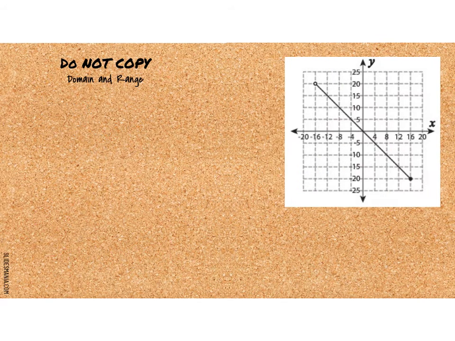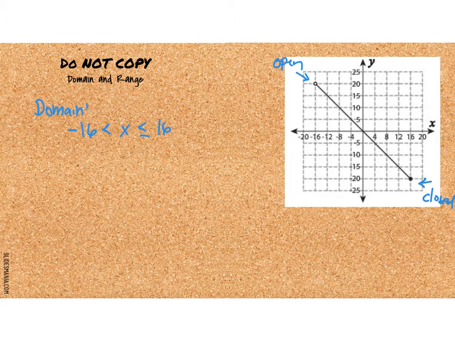All right, next one. This one's a little bit easier than the other ones. So the domain goes from negative 16, x, to positive 16. Okay, because this one's an open circle, that's going to be less than, and because this one's a closed circle, so let me write open, closed, that's going to be less than or equal to, right?